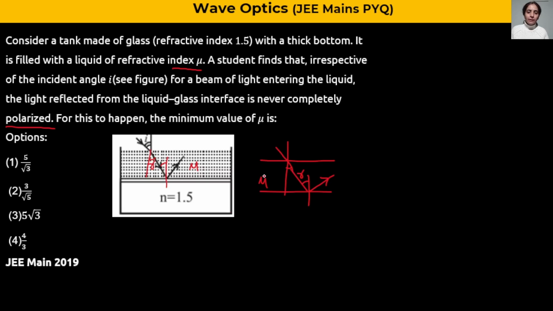What does this mean? First of all, try to relate I to R. If I do it, what will I write? I will write that it is incident in air, right? So 1 into sin I is equal to mu sin R. Okay, so this is this thing. We are interested in sin R, because that is going to give us Brewster's condition. So sin R is equal to sin I by mu.